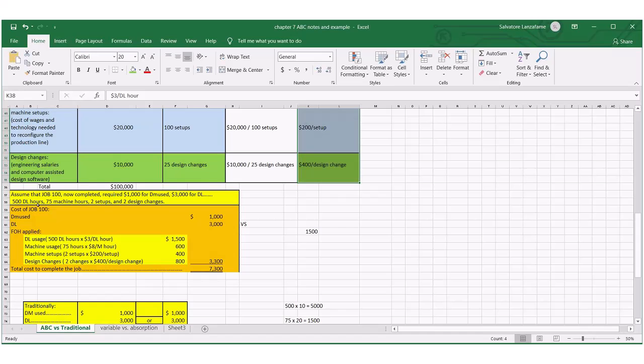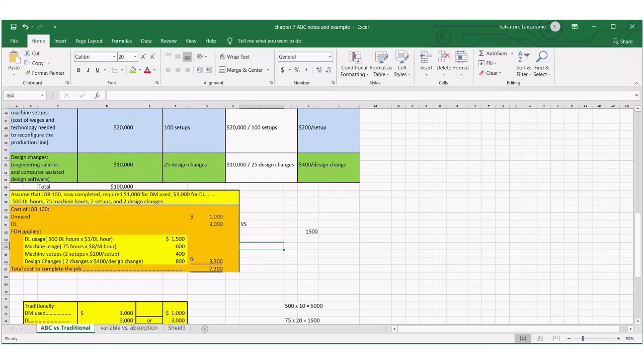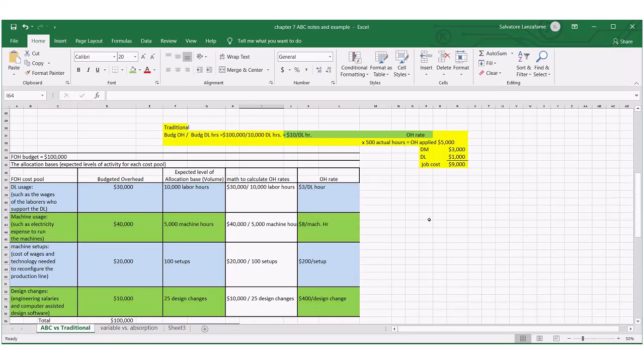So assume that job 100, now completed, required $1,000 for direct materials used. Make that M capital. And for direct labor, right, we have 3,000 for direct labor, 500 direct labor hours, 75 machine hours, 2 setups and 2 design changes. So this is a continuation of this example here. So here's my DM 3000, my DL 1000. What's up for grabs is what are we going to come up with a value for overhead?